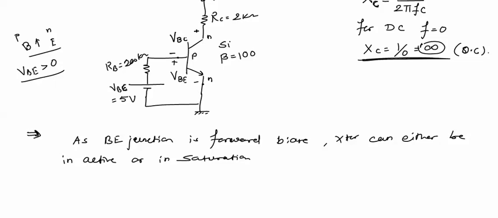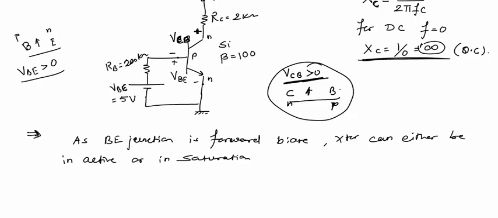The other junction, the collector base junction. The voltage across the collector base junction is VCB. If VCB is greater than 0, it means the collector is at a higher potential with respect to the base, meaning the N type region is at a higher potential with respect to the P type region. So if VCB is greater than 0, the transistor will be in the active region, because the collector base junction will be reverse biased, because the N type region is at a higher potential with respect to the P type region.